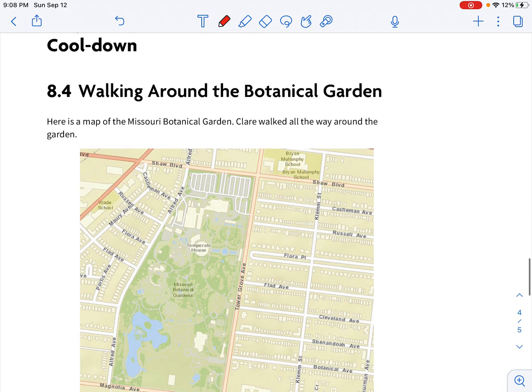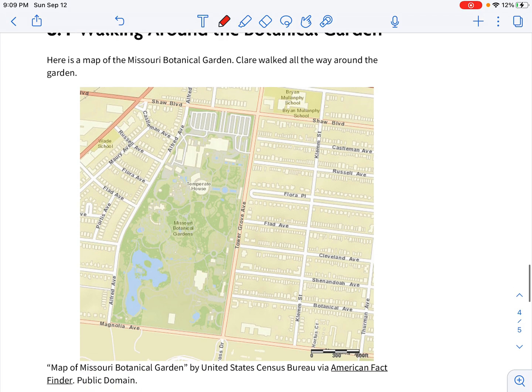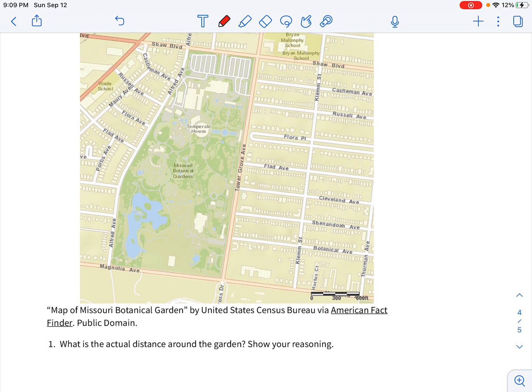Okay, last thing, this is just the cool down, kind of just to make sure everybody understands what's going on. It says here's a map of the Missouri Botanical Garden. Claire walked all the way around the garden. Okay, it says, what is the actual distance around the garden? Show your reasoning. Right, so once again, we're given this scale right here. We know that that distance from there to there is 600 feet.